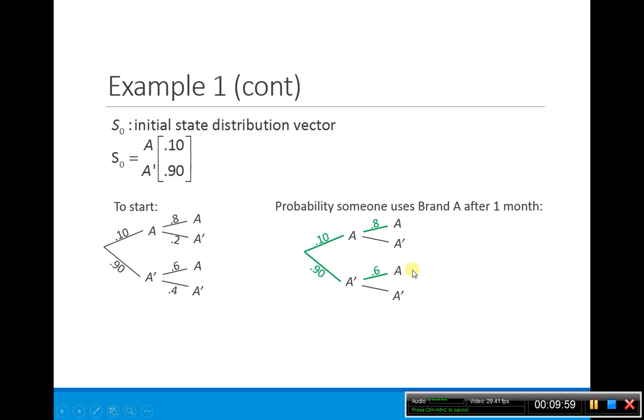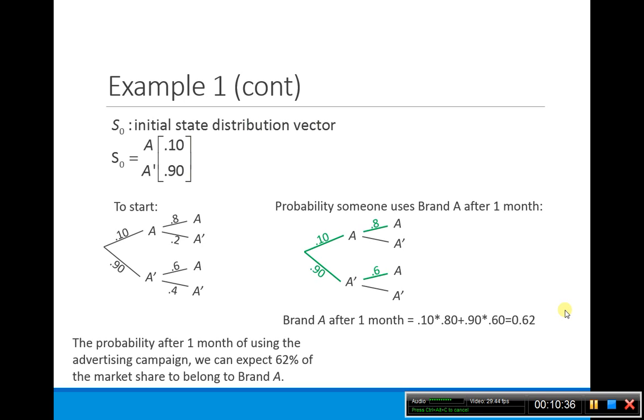So at the end, after 1 month, we expect to have, well, you start with 10% already here, then 80% of those are going to stay. So those are some people that we get. We had 90% in A prime, but we expect 60% of those to switch over to brand A, so we also have those people will be in brand A at the end of 1 month. So we expect after 1 month to have about 62% of the market share using brand A ice cream. I think it's a little ambitious to think after 1 month that campaign is going to do that well, but this is what the research company in this example problem said.